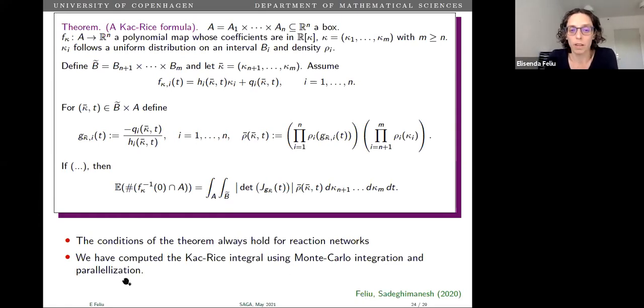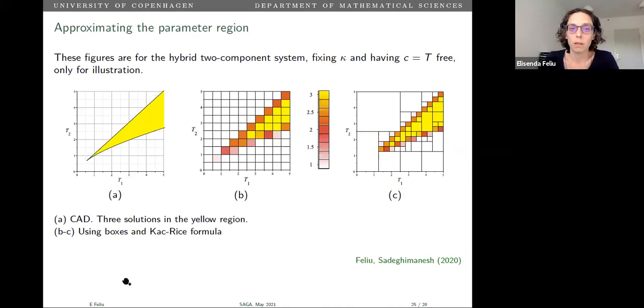And what can you do with that? Well, you can find grid approximations of your parameter region. This is a simple example with only 2 parameters. This is the real region of multistationarity found using cylindrical algebraic decomposition. And then this is what we can do.